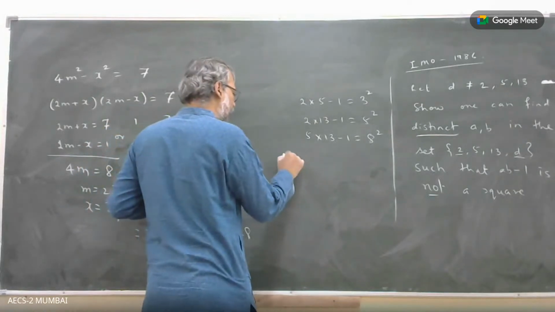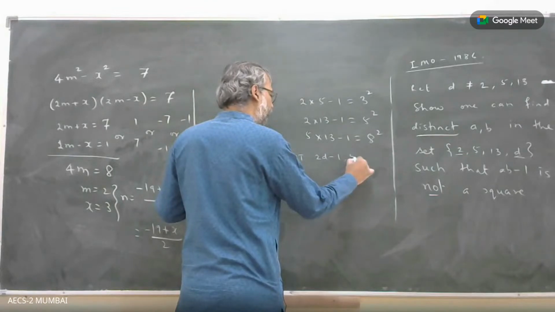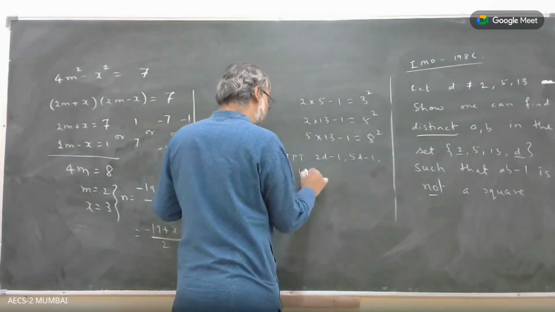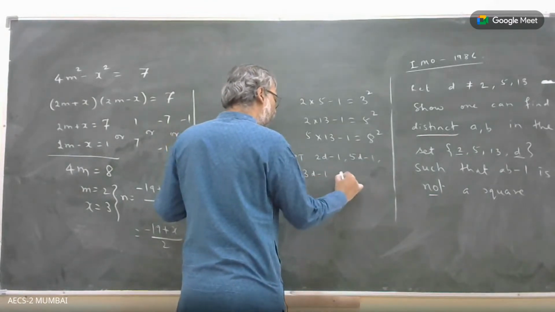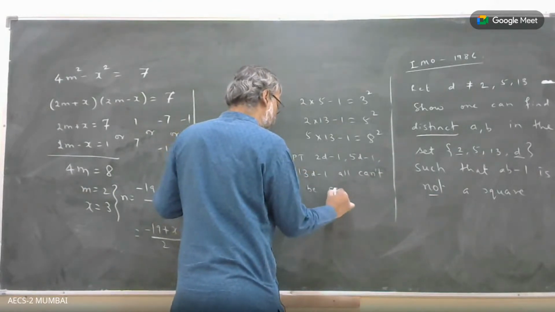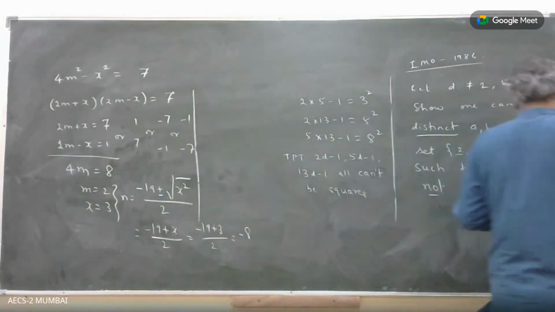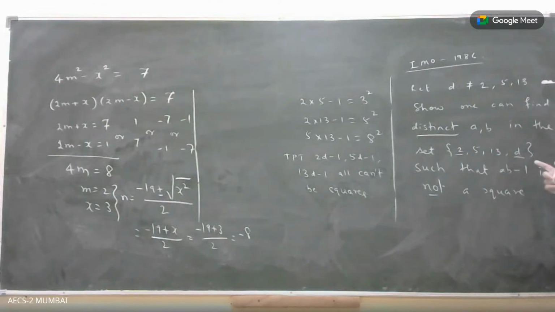So to prove that 2d minus 1, 5d minus 1, 13d minus 1 all can't be squares. Once again, show that one can find distinct a, b. I can find two different numbers out of these, so that the product minus 1 is not a square.